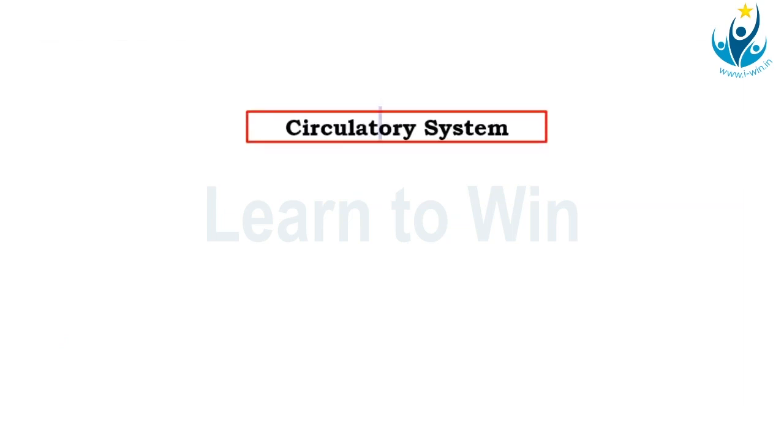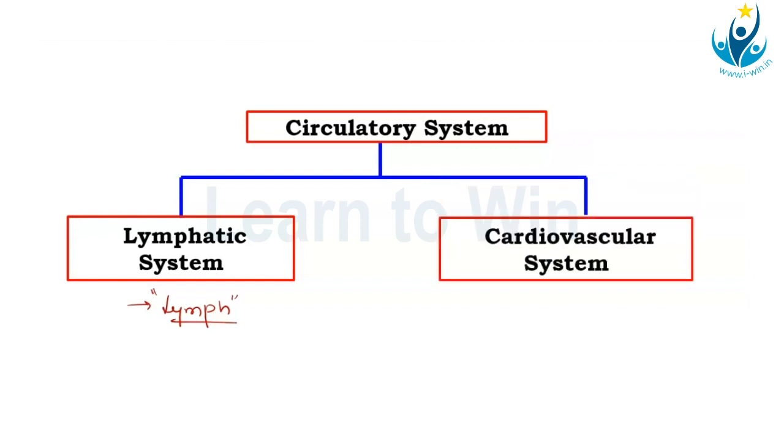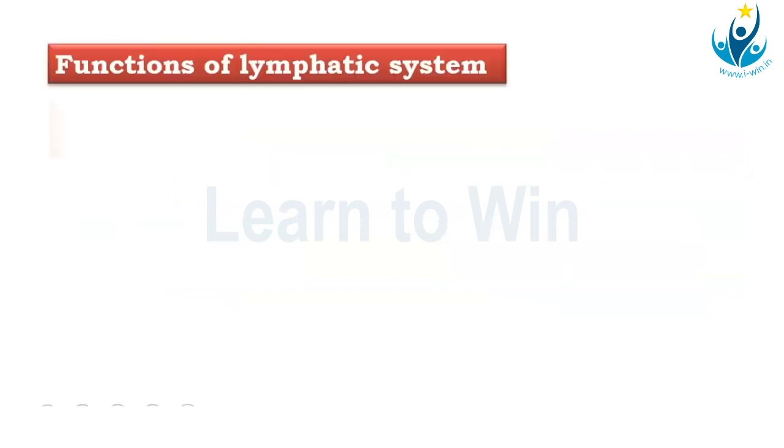The circulatory system can be divided into two types based on the fluid that is circulating. If it's lymph fluid that is being circulated, it is called the lymphatic system because the fluid associated here is lymph. And if the fluid is blood, then it is called the cardiovascular system.